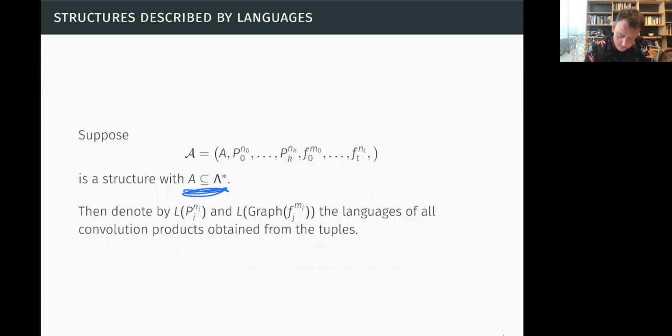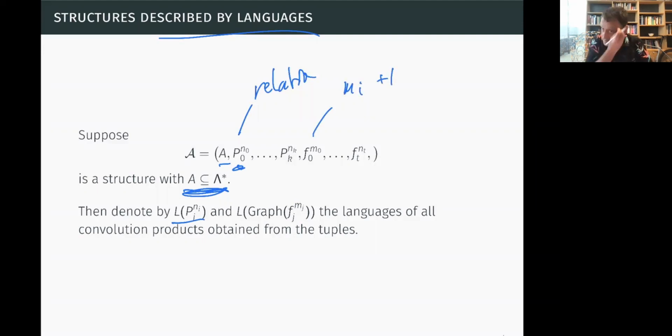So in this situation, we can say that the structure can be described by languages. So we have the initial language, and then we have the language of convolutions of these n-tuples, because this is a relation. And now these functions we can consider as m_i plus 1 tuples. We consider them as the graph, basically. So we consider the whole thing as just languages.